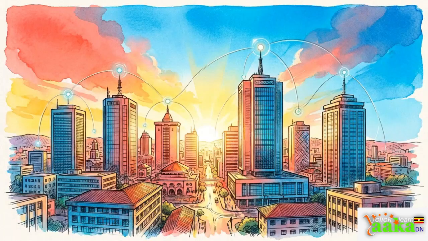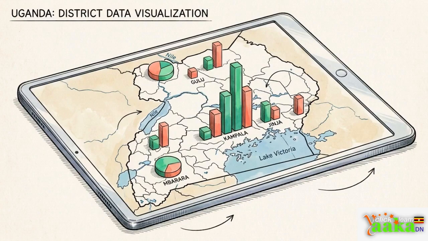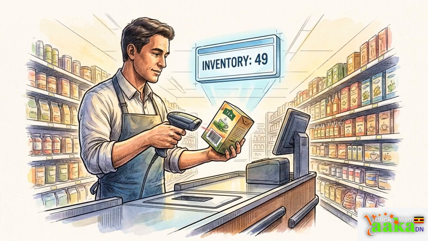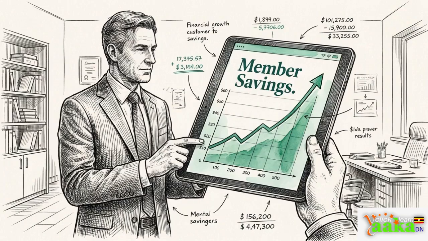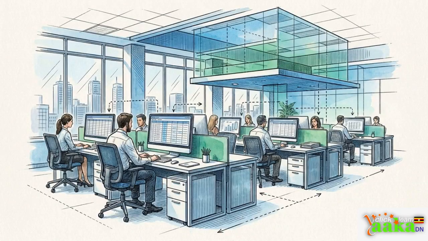You'll see these systems everywhere in Uganda. The Bureau of Statistics uses them for national data. Capital Shoppers uses them to track every item on their shelves, and local SACCOs use them to manage member savings and loans. Understanding how to manage data helps you bring order to a busy world.